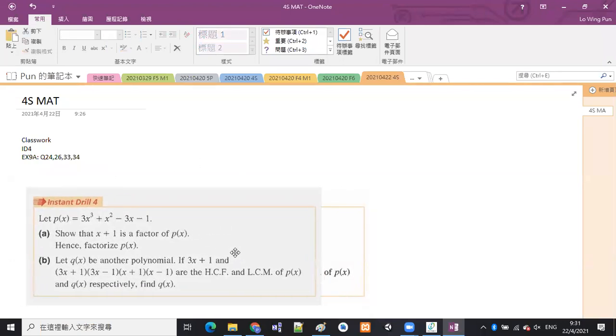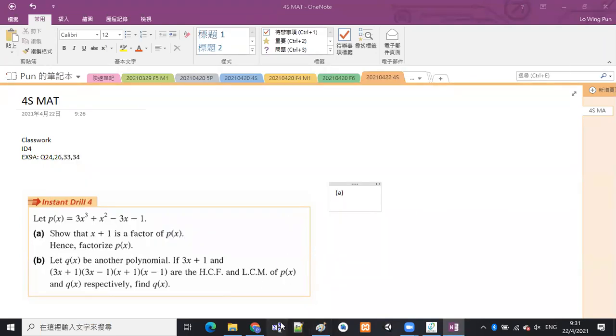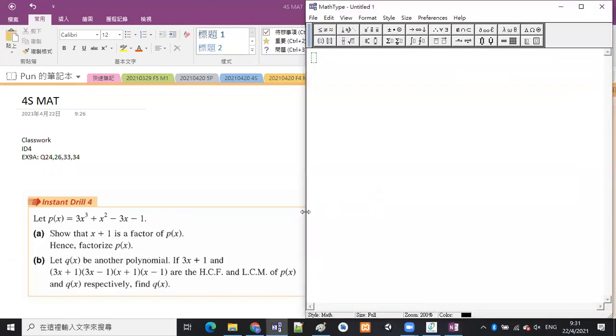So P(x) is this polynomial. Part A: show that x plus 1 is a factor of P(x). It is actually a question type in chapter 6, about the remainder theorem and factor theorem. So I need to show that x plus 1 is a factor of P(x). I need to calculate P(-1), right? And I need to show that it is equal to 0.